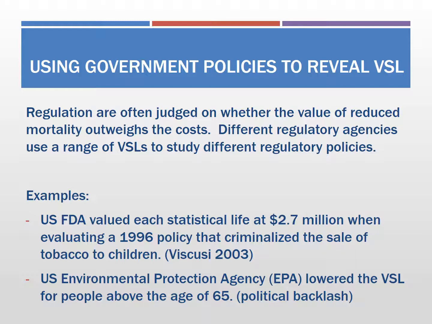It's not always the case that governments can make the best decisions based on the estimations. Sometimes there is political backlash. For example, the US Environmental Protection Agency, the EPA, actually lowered the values of life for people above the age of 65 in the year 2003.